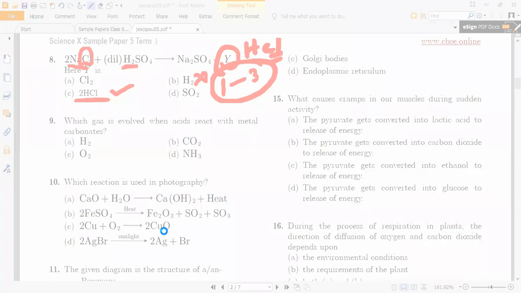Carbon dioxide, sir. Carbon dioxide and water. So carbon dioxide. Here also people are saying hydrogen gas only. Somebody said hydrogen gas. Who said hydrogen gas?